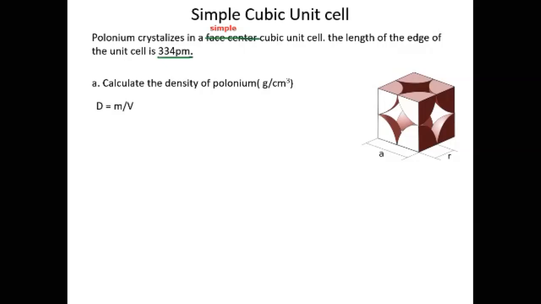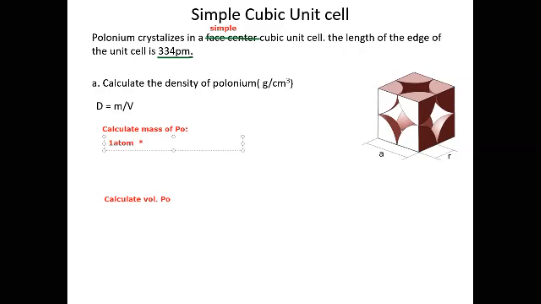So what we need to look up is, first we need to calculate the mass of polonium, and then we need to calculate the volume of polonium. Now to calculate the mass, we have to remember that in a unit cell, how many atoms of polonium are there? And that is 1 atom. So each unit cell of polonium has 1 atom.